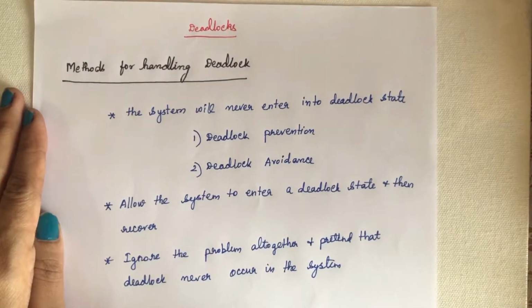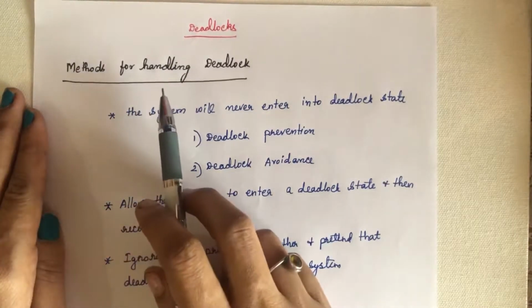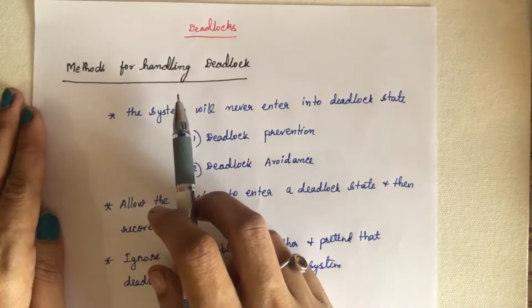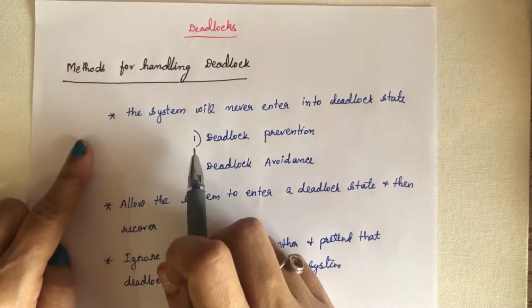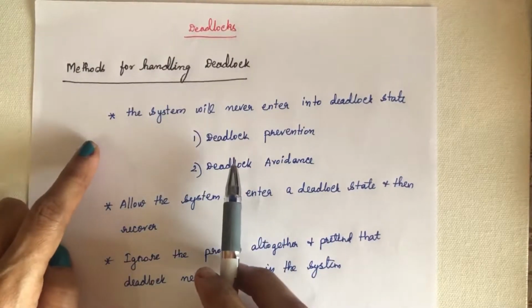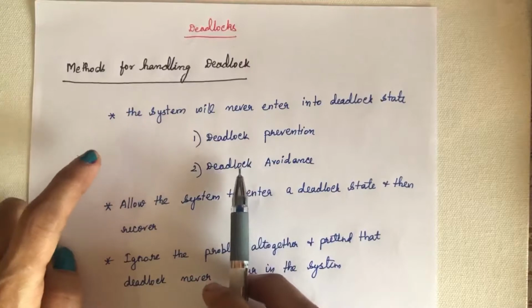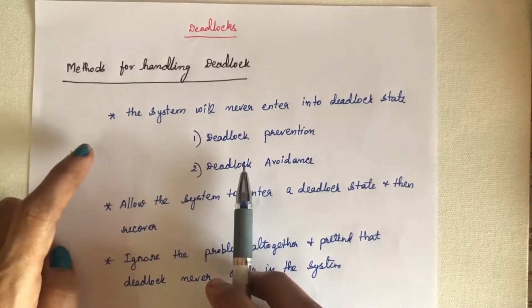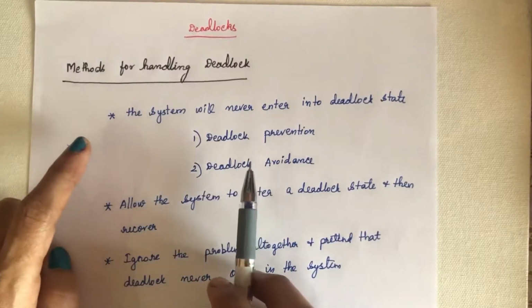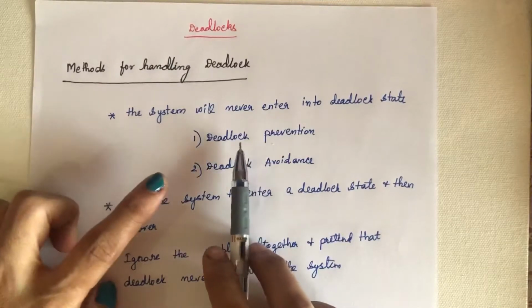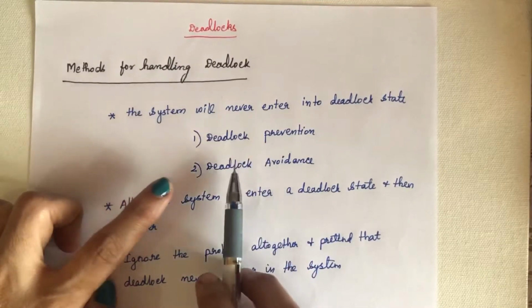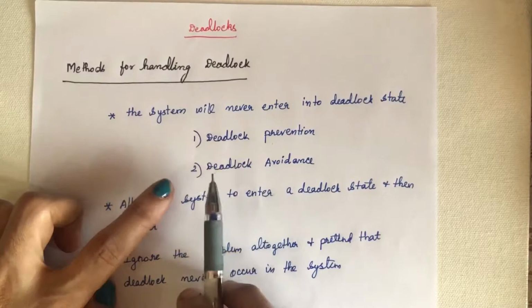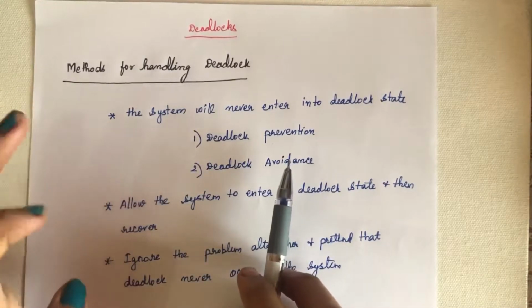Good morning everybody. In today's video, we are going to discuss the methods for handling deadlock. The first method is we can use a protocol to prevent or avoid deadlock, ensuring that the system will never enter the deadlock state. So we can use either a deadlock prevention technique or a deadlock avoidance technique to prevent the deadlock. That is the first method.